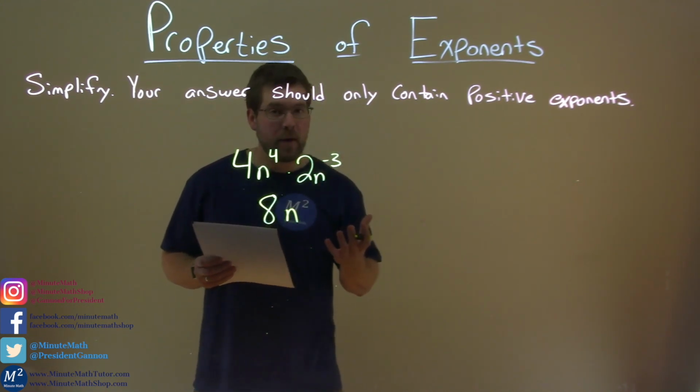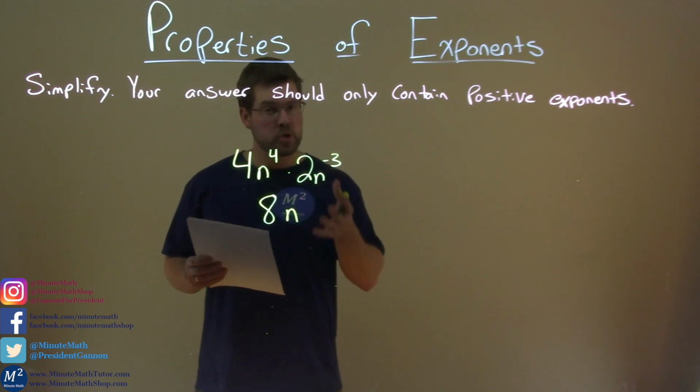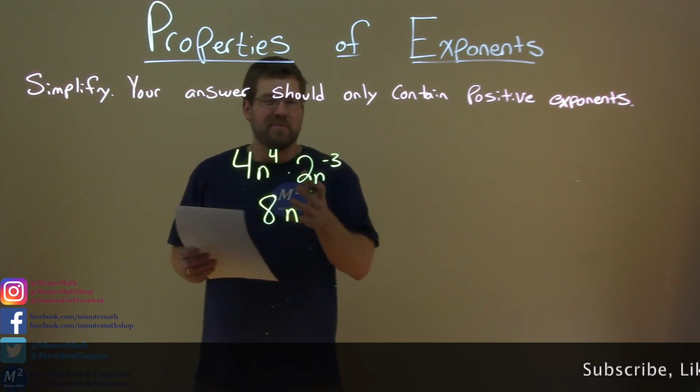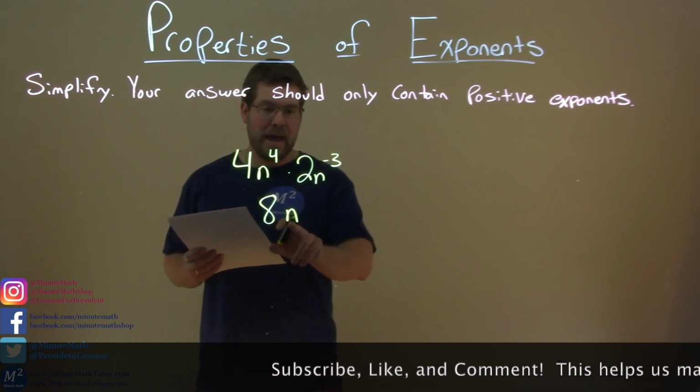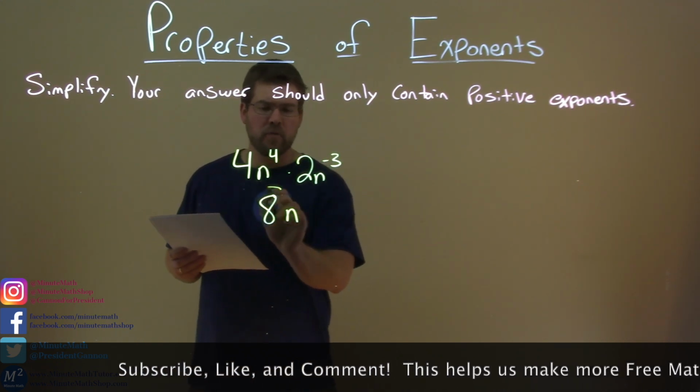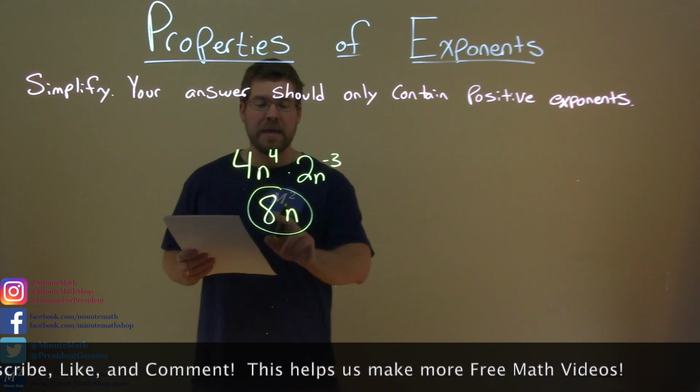Do we need to write the positive 1? No, we shouldn't really do that. If there's a 1 as an exponent, we can just leave it blank and just leave that n right there. So our final answer here is fairly simple, 8n.